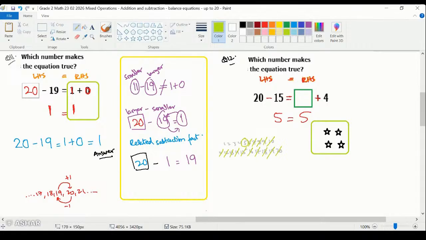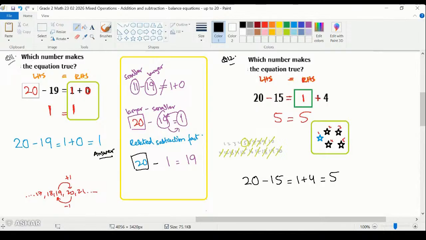Yes, thank you, Alicia. I just need to put one more star. Now the number of stars are 5. See, 1, 2, 3, 4, and 5. That means 1 plus 4. So we can finally say that 20 minus 15 is equals to 1 plus 4, and they both are equals to 5. Thank you. Perfect.